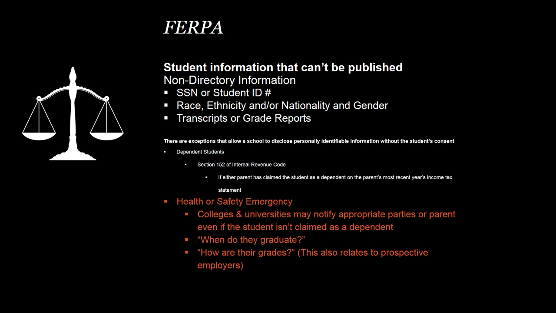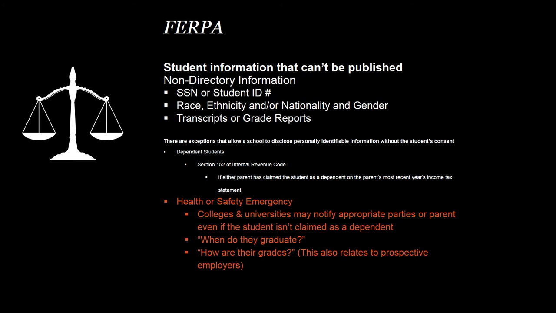Some of the things that can't be disclosed by anybody are things like social security number, race, ethnicity, nationality, gender, transcripts or grade reports. We can only disclose those to other people in the college institution that have a vested interest in getting that information, like teachers, for instance, reporting grades to the registrar's office. So a good rule of thumb is if somebody calls up and asks about a student, all you should really do is transfer them to the student and let the student say whatever they need to say. But don't disclose really anything about the student.